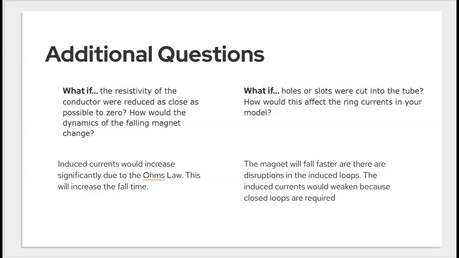So what if holes or slots were cut into the tube? The magnet would fall faster as there's disruptions in those loops. And then again, the disruptions would weaken the currents because the closed loops are required for the formulas in Faraday's law.